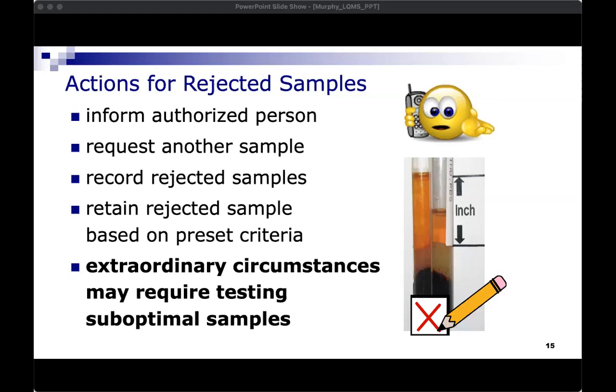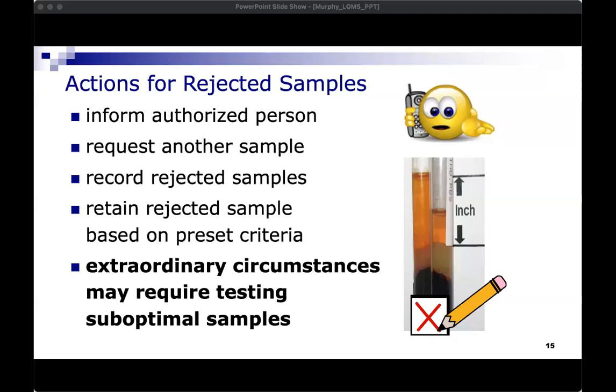And that can inform training. So maybe it's constantly one person collecting samples who is really having a hard time with the procedure. And maybe you need to do some additional training with that person, or maybe your procedure needs to be revised. Maybe your procedure isn't very clear. So constant review of these: how many samples are we rejecting? What kinds of samples are we rejecting? And what are the reasons that we're rejecting them? Constant review of that information can help inform policy change or additional training that's needed.